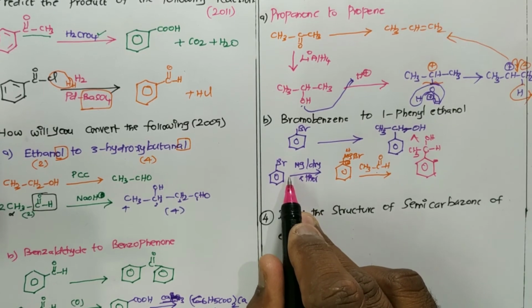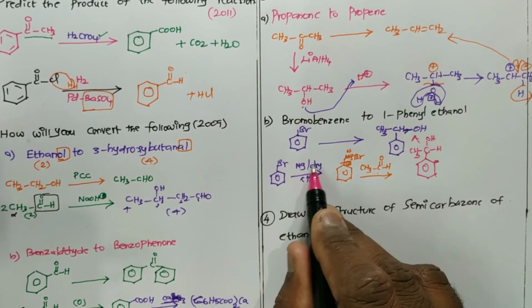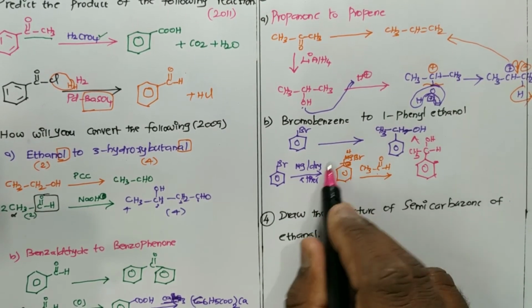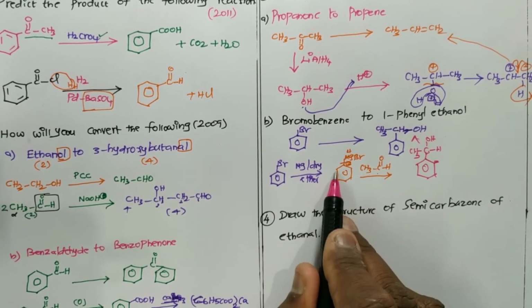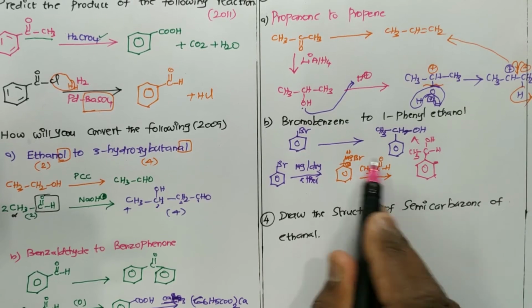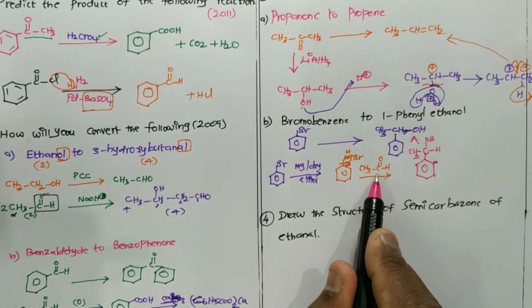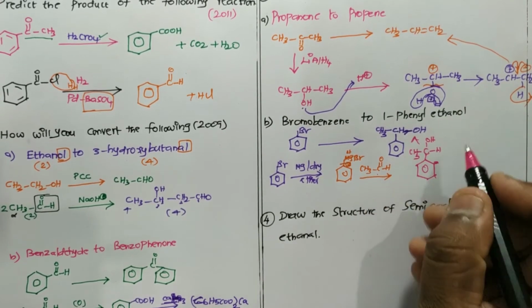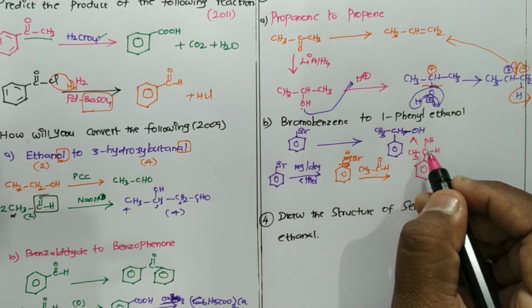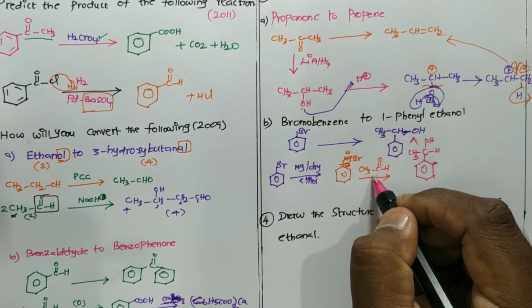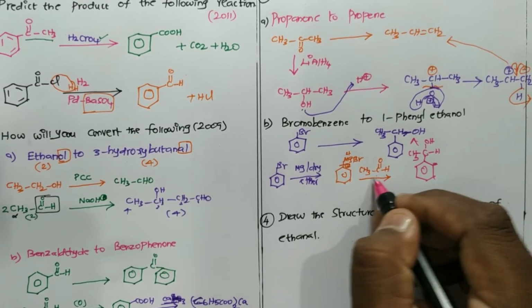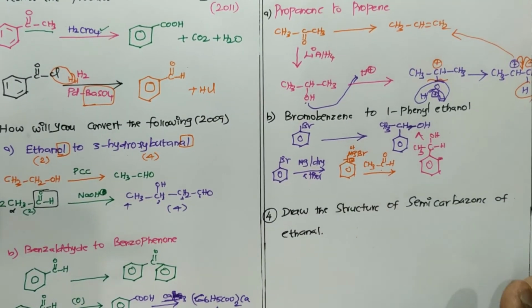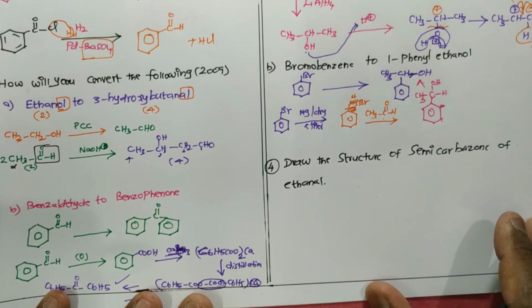Initially, bromobenzene reacts with magnesium in the presence of dry ether and gets converted into a Grignard reagent. Once I have the Grignard reagent, I have to add a 2-carbon aldehyde. Why? Because I need to get a secondary alcohol. If I need to get an alcohol, I have to add an aldehyde. So I need a 2-carbon aldehyde here. We have to choose the reagent accordingly.